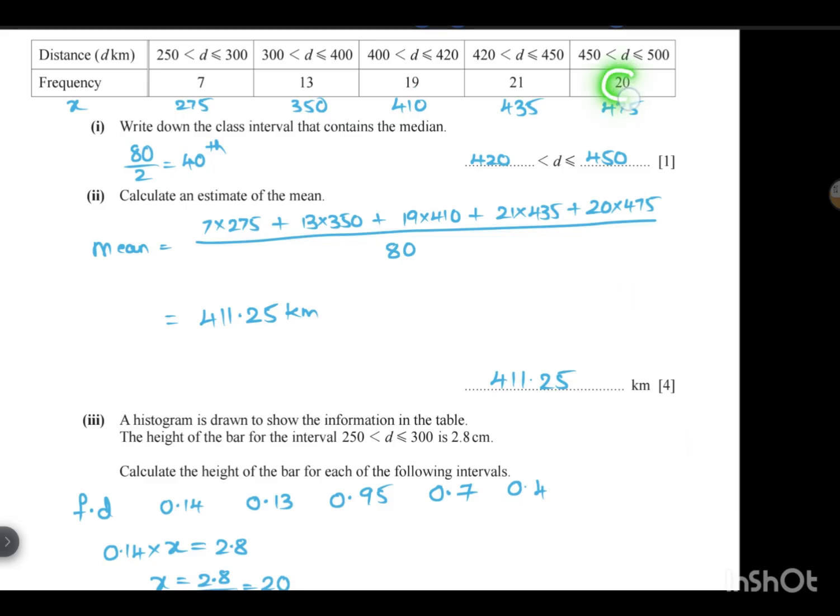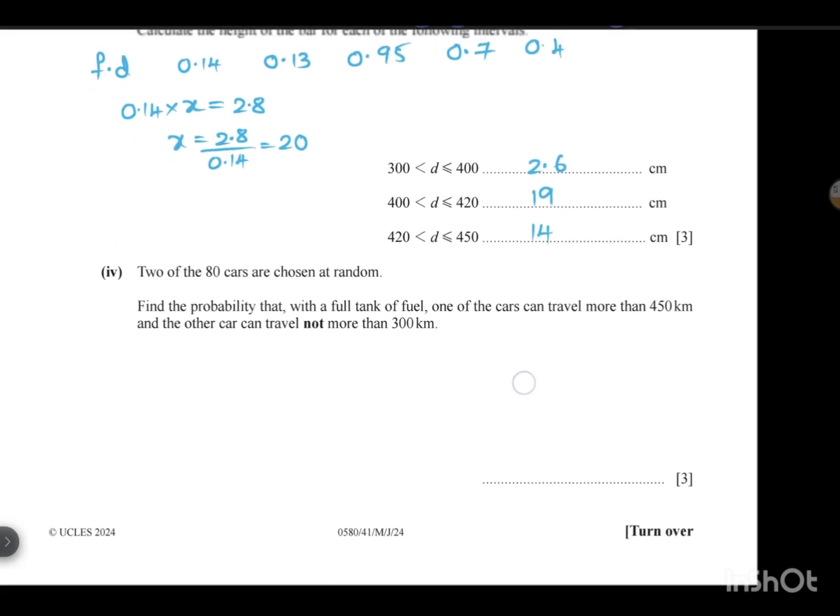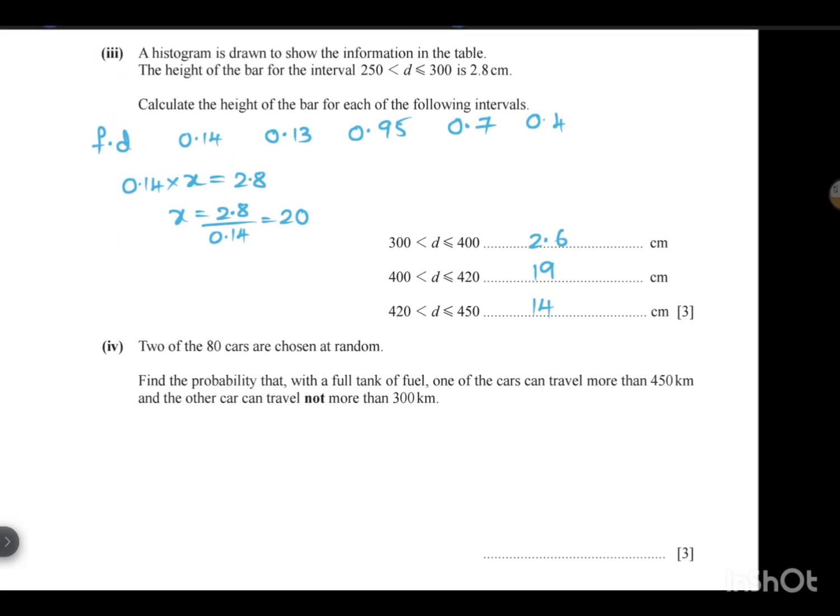That is 20. And the other car should be not more than 300. So that means only 7, because the second class is 300 to 400. So not more than 300 are 7. So 7 out of 80, 20 out of 80. But if the first car is more than 450, it will be 20 by 80, and the second car not more than 300 is 7 by 79. This is one of the probabilities.